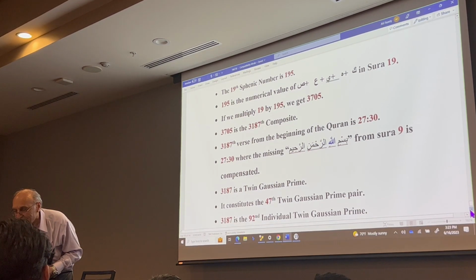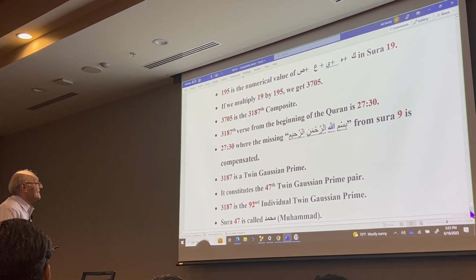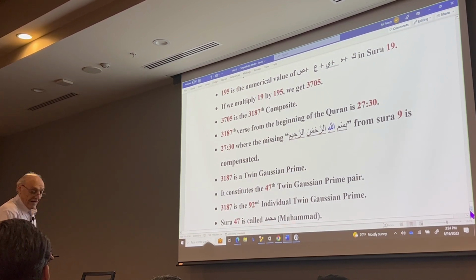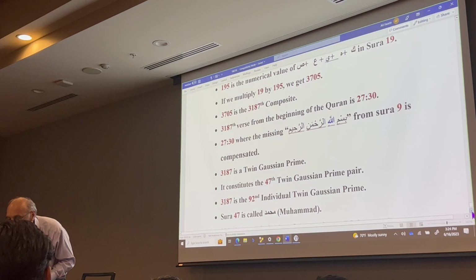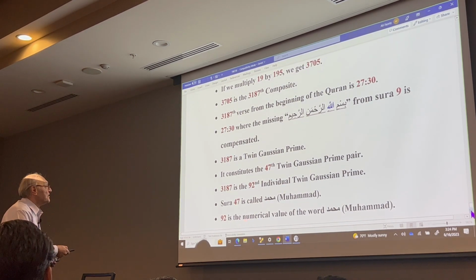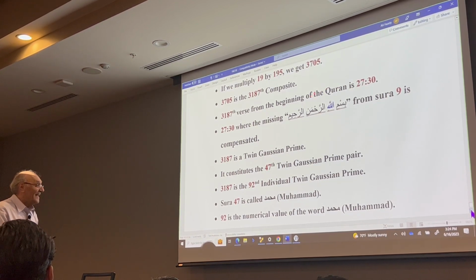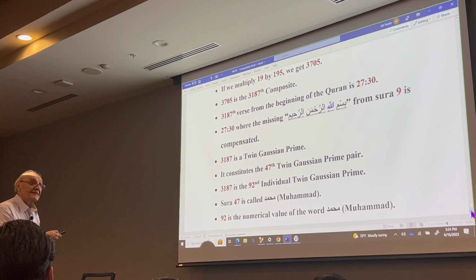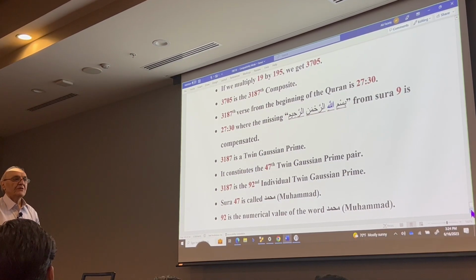Scroll down just a little bit more. 3187 is the 92nd individual twin Gaussian prime. Chapter 47 is called Muhammad, as we just said. Okay? And 92 is the numerical value of the word Muhammad. Okay? So again, it tells you the relation between chapter 19 and who this guy was. He tells you what his name was. He tells you what chapter it was that he was mentioned in. Okay? Or he's named after.